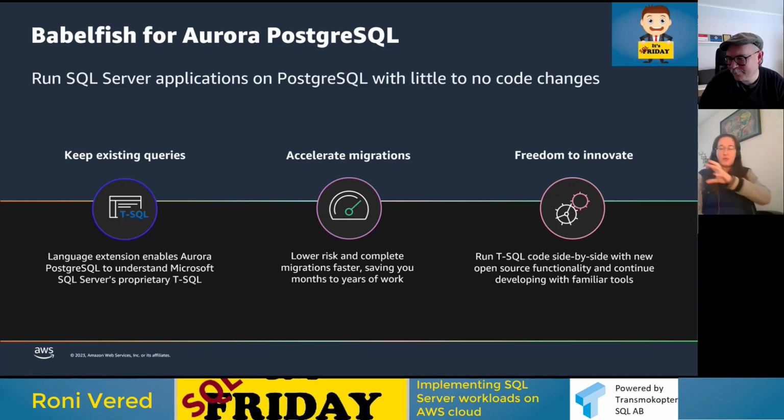the ability to migrate your data from SQL Server to Aurora Postgres, but keep your application with little to no code changes. So your application still talks T-SQL and still talks SQL Server, but Babelfish acts as a language extension that enables Aurora Postgres to understand SQL Server's proprietary T-SQL language. What's the purpose of that service? It is essentially to accelerate migrations.